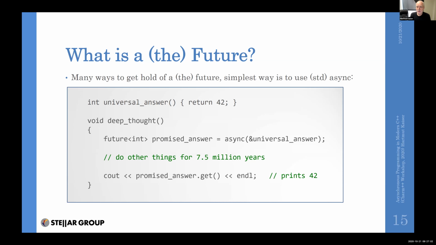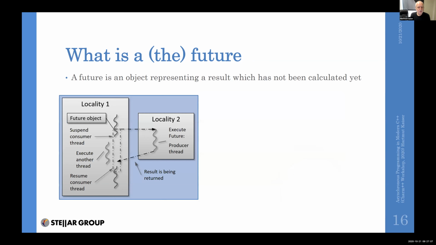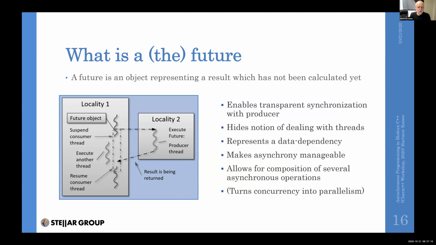And the current thread is being suspended so that the core can do other things while the current thread is suspended. So schematically, on the left side, this is kind of depicted. You have a future object that is suspended at some point. The second locality is doing the execution of the tasks the future represents. And whenever the value comes back, we resume the original consumer thread and we can continue, which gives us a very nice, transparent way to synchronize with the producer and hides the notion of dealing with threads. That is actually very important.